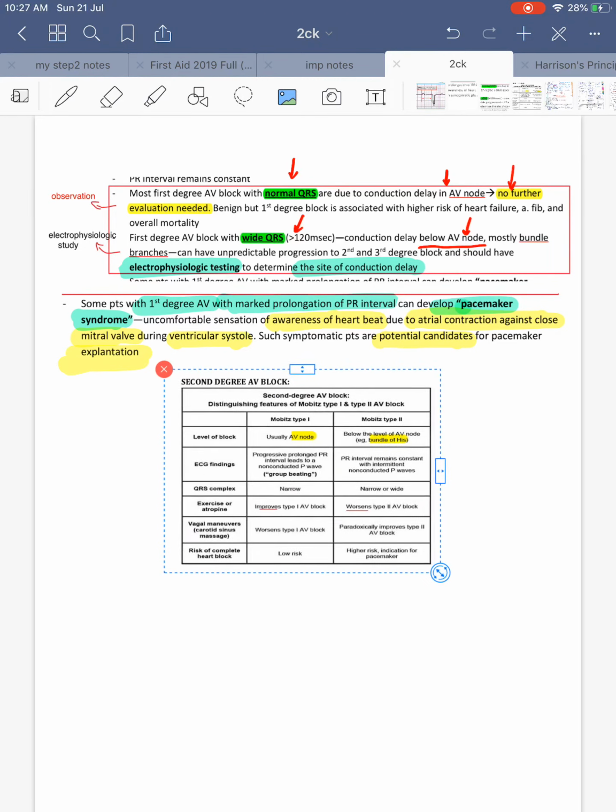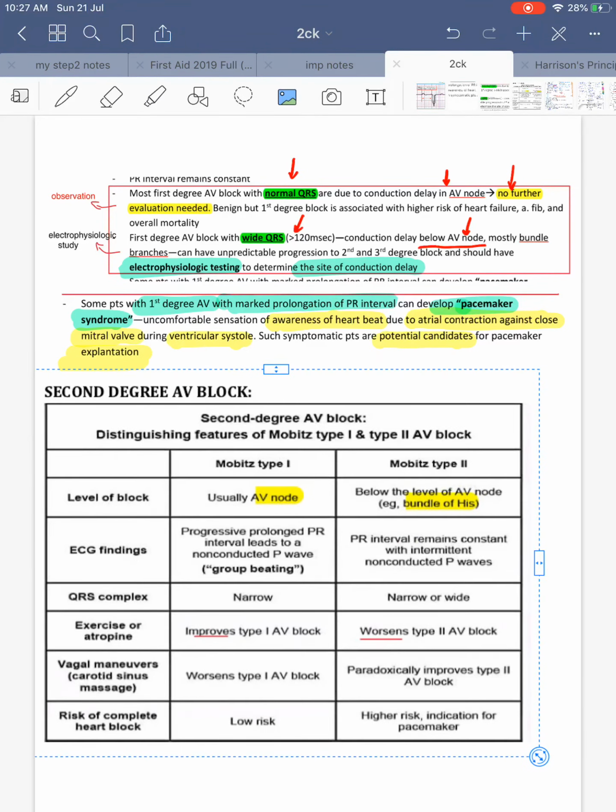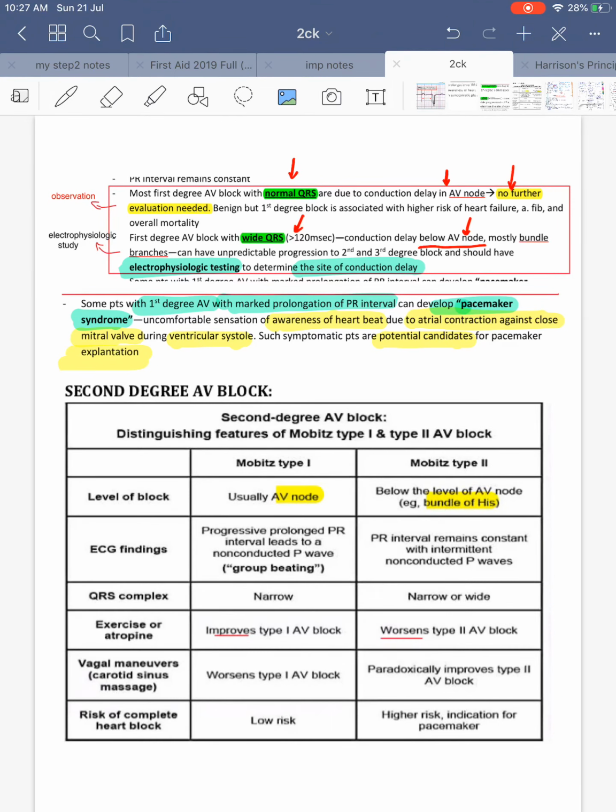Let me see if I have it. Yeah, this is here. This is a very important table from UWorld which you need to memorize. For the second degree AV block, they have differentiated Mobitz type 1 from Mobitz type 2. In case of Mobitz type 1, the level of the block is at the AV node, whereas in case of Mobitz type 2, it is below the level of the AV node, that is the bundle of His. You got it? ECG findings, I have already explained to you that there is progressive prolongation of the PR interval leading to the non-conducting P wave, that is group beating or dropped beats.